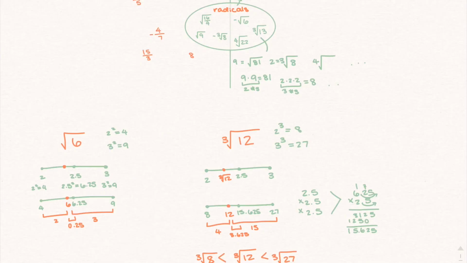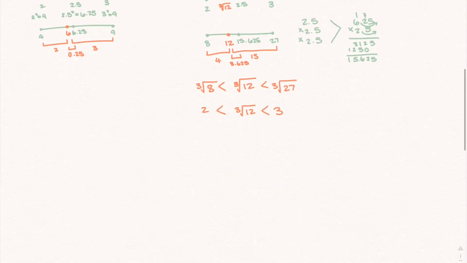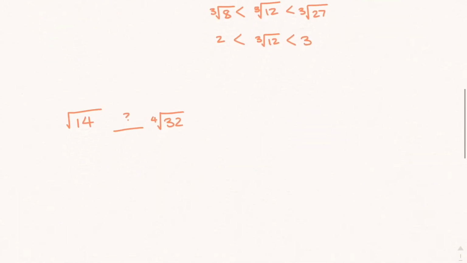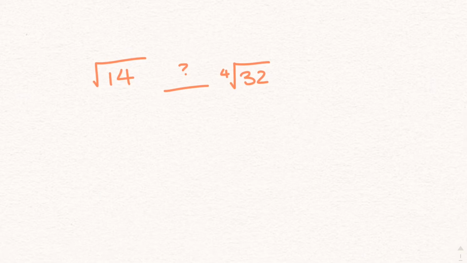Now we're going to move on to comparing irrational numbers. So let's have an example: let's compare the square root of 14 with the fourth root of 32. And we want to know, is that greater than, less than, equal to? So why don't you pause the video and give it a try yourselves and then come back.